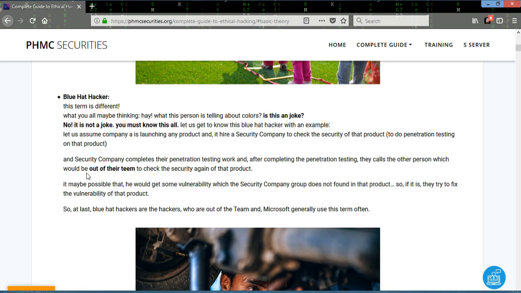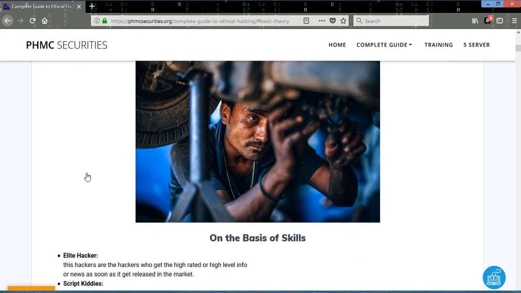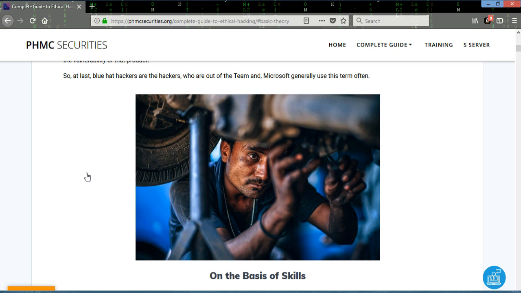Then we have the blue hat hacker, which is the last category in the field of hats, right? A blue hat hacker is a little more complicated term and is often used by Microsoft. A blue hat hacker is a third party hacker. What it means is, let's say we have a bank and the bank has hired an infosec company: please test our system, our security. After the infosec company has performed all of the testing, it will hire someone outside of their team. So it will hire a third party person, and he will then perform all the tests again.